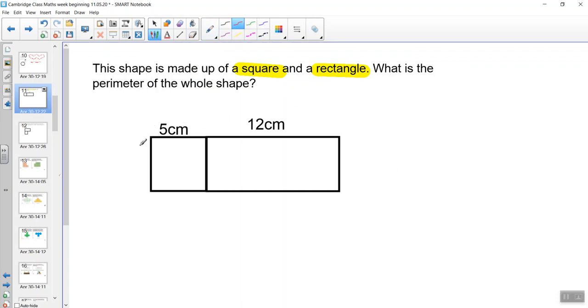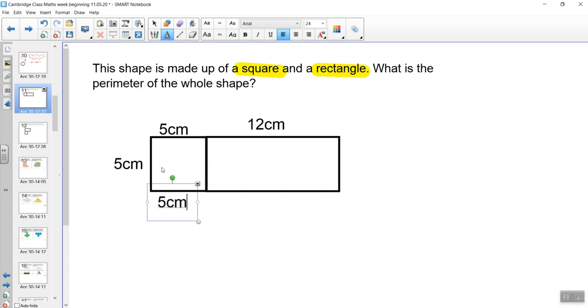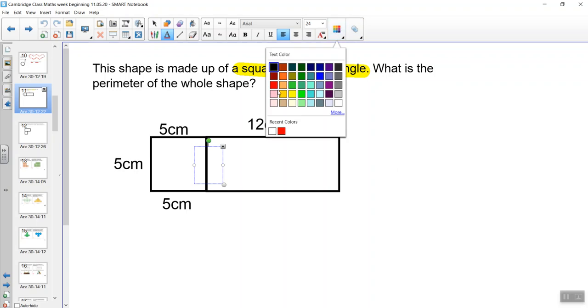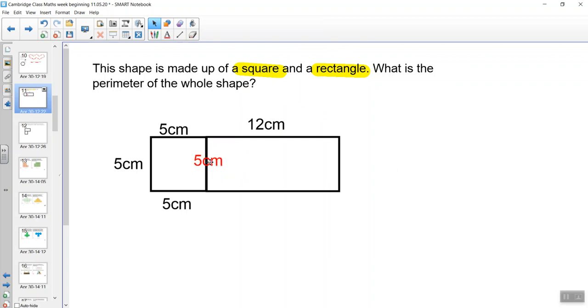Well, here is my square. And we already know that a square has sides that are the same length. So the sides of my square must be 5 centimetres. I'm going to hang on to that for a moment because it also means I don't need this measurement, but I know that this line here is also 5 centimetres. Yes, that gap is 5 centimetres, but it's not round the outside, so it's not a measurement that I need.